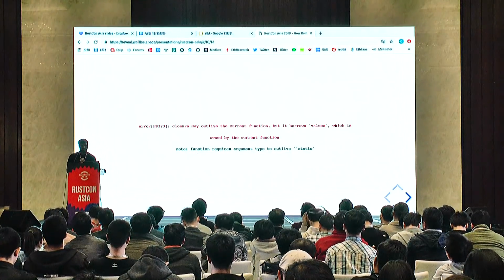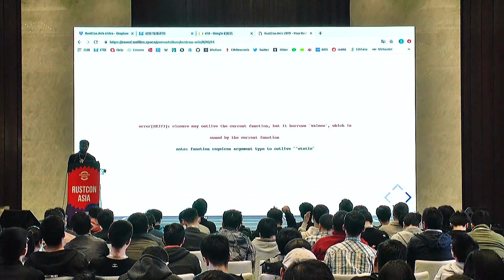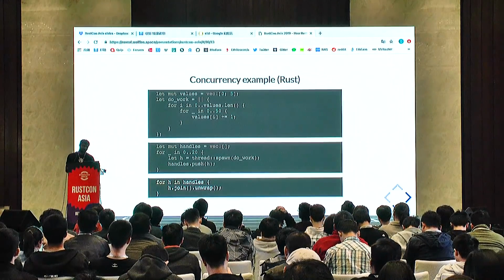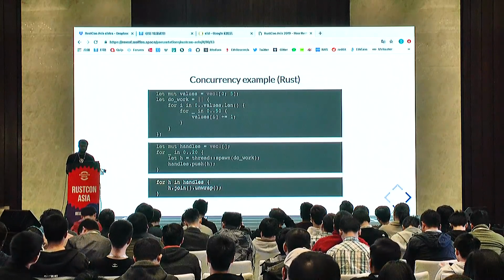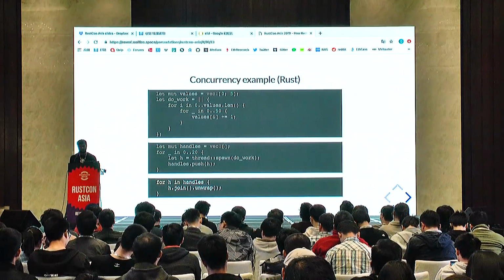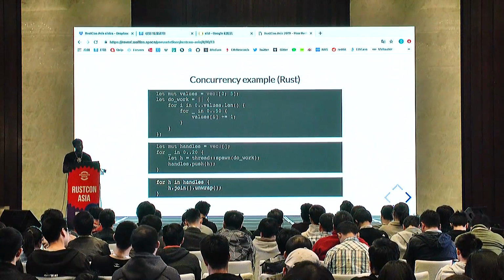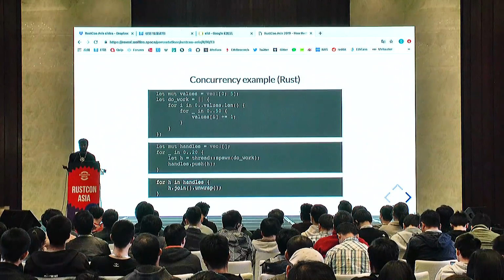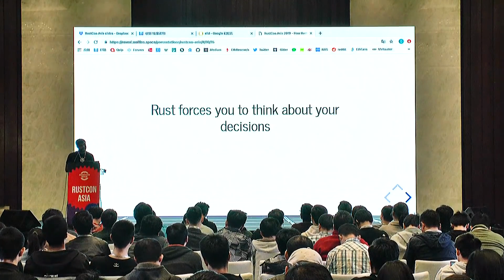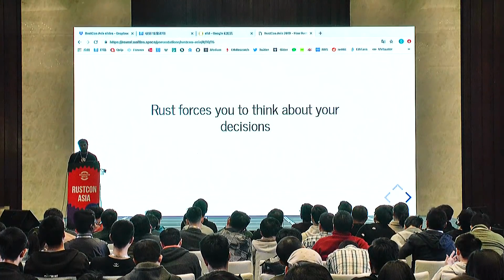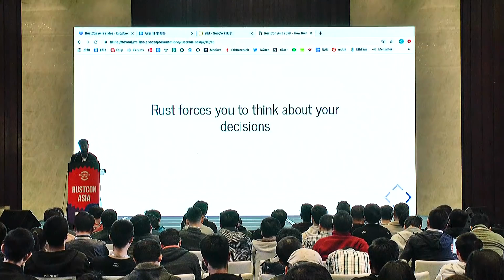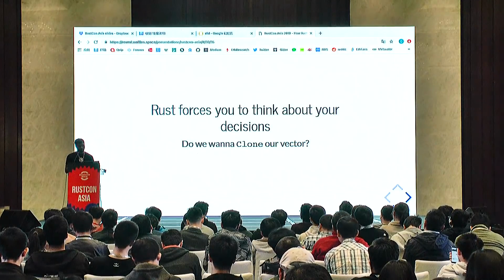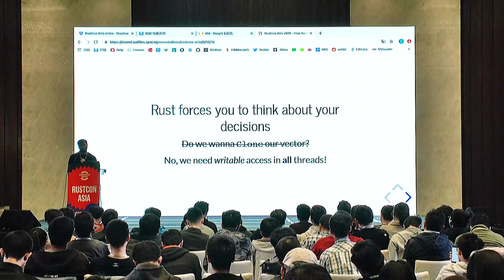It says the closure may outlive the current function, which means the vector that we had may get lost, because with threads we don't know the lifetime. Different threads could live for different times, which means if the vector, which is part of this function, gets dropped in the end, then what else is there in the thread? So Rust asks you to think about your decisions. It asks, what exactly do you want? Do we want to clone our vector? No, we don't want that. We want writable access from all the threads.